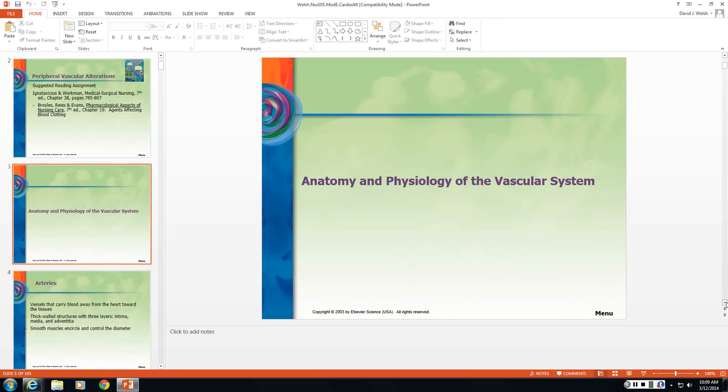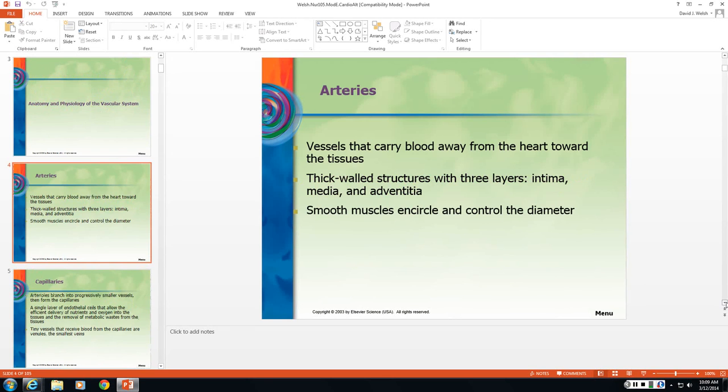First of all, we're going to go over some anatomy and physiology of the vascular system. So let's look at arteries. Arteries basically are vessels that carry blood away from the heart towards the tissues. They're thick-walled structures with three layers: the intima, the media, and the adventitia. Okay, so smooth muscles encircle and control the diameter of the arteries in the body.